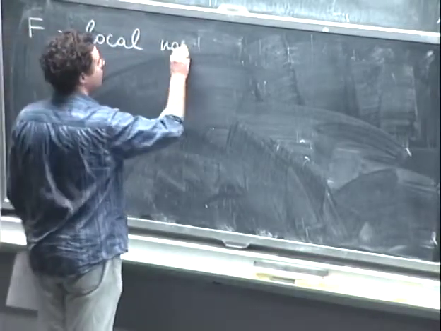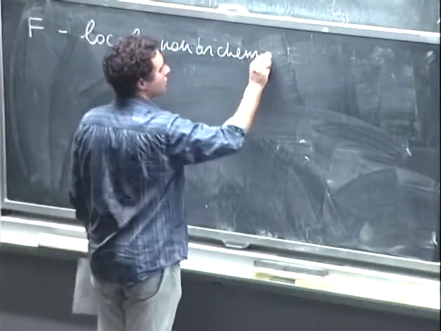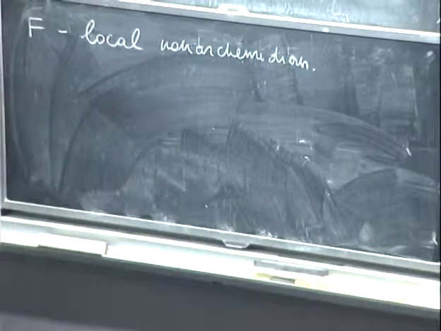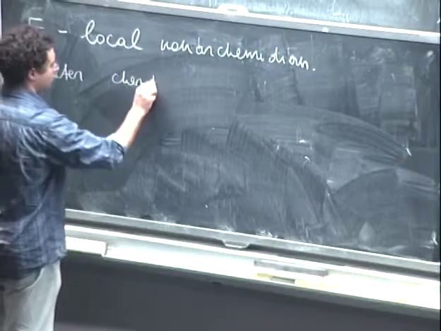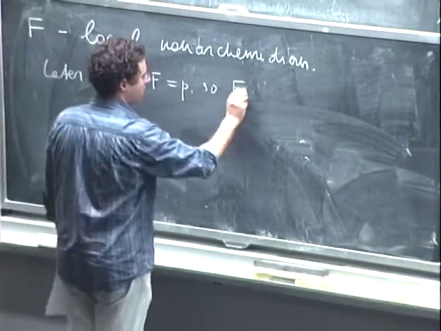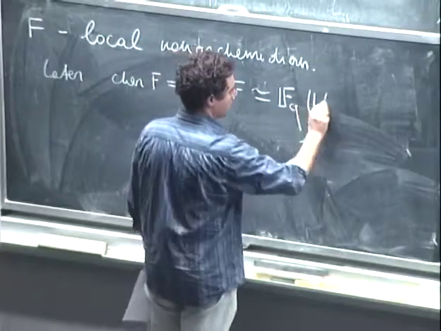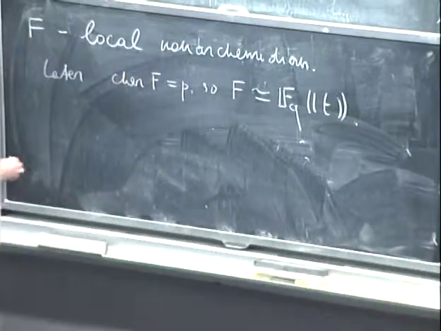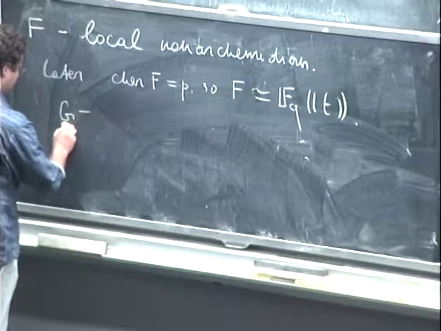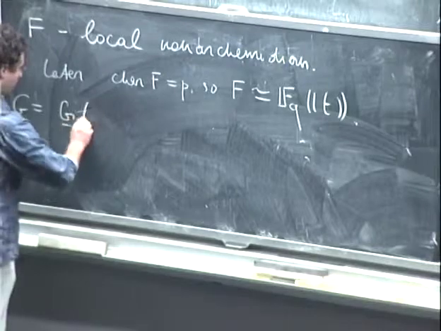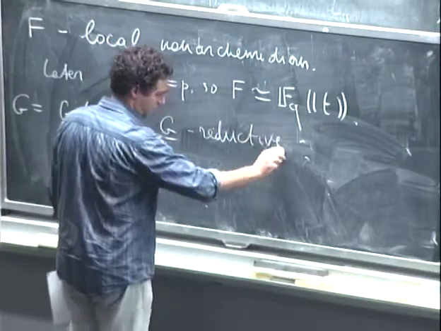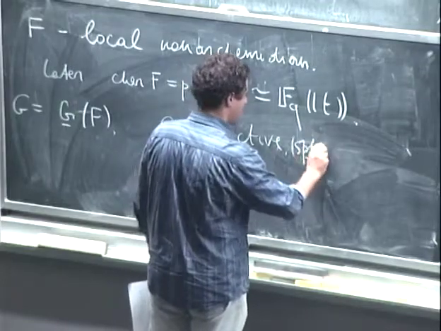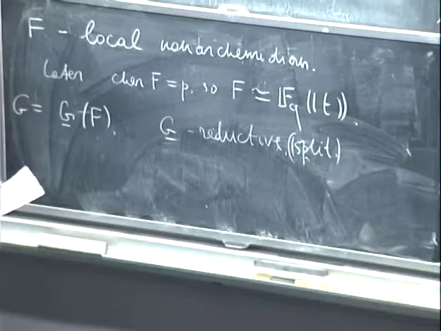So let F be a local non-Archimedean field. For the next few minutes, it doesn't matter what the characteristic is, but later we'll assume that the characteristic of F is positive. So F is going to be isomorphic to the ring of Laurent power series over a finite field. And we take G, an algebraic group over F, and we take the group of F-points. So G is reductive, and for peace of mind, I assume that it's split. The theory should encompass non-split groups as well.